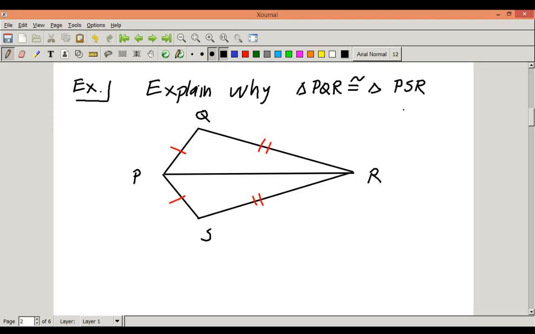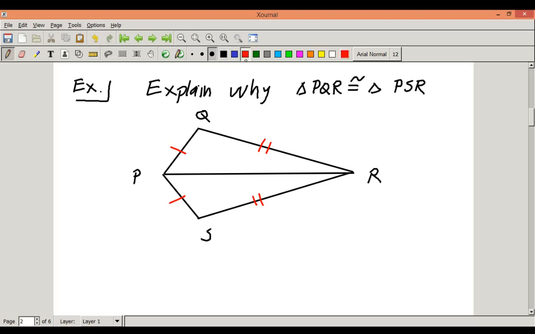So take a look at this diagram, this example, and it says explain why triangle PQR is congruent to triangle PSR. So triangle PQR is obviously the triangle on top, and triangle PSR is the triangle on the bottom. And we're supposed to explain why the two triangles are congruent. Well, if you notice from the given red marks, the top triangle has two sides that are congruent to two sides in the bottom triangle.